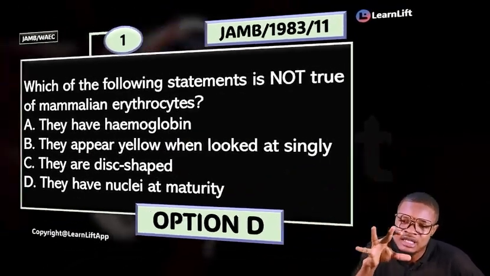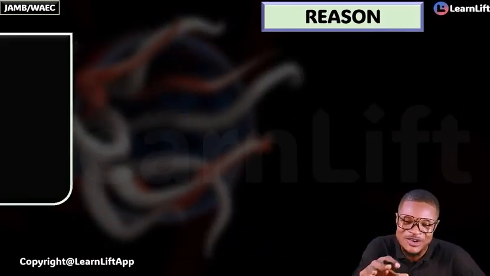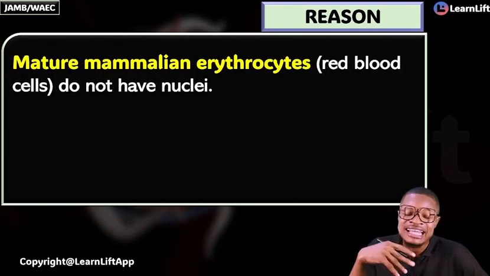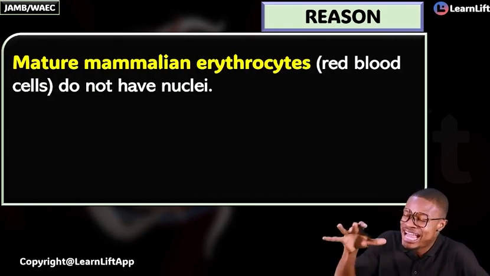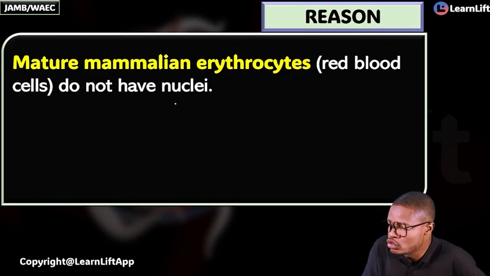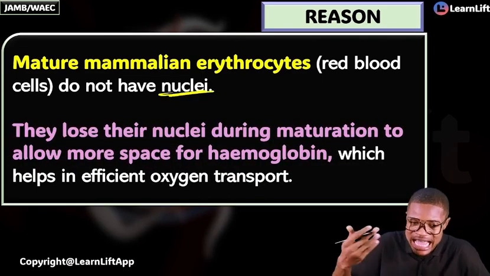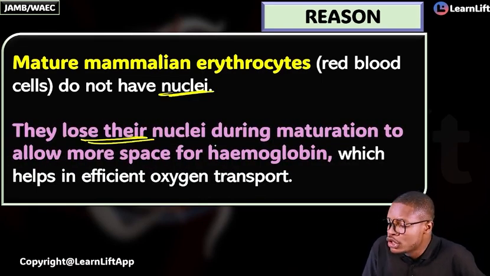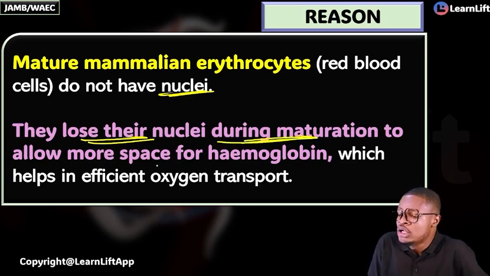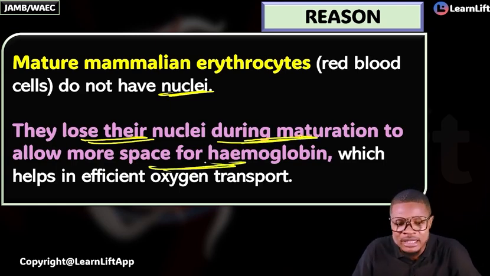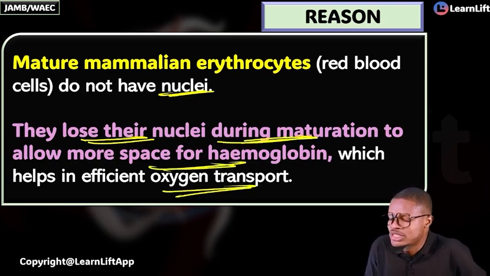If you get that very fast, please look at the reason very quickly, and don't forget this: mature mammalian erythrocytes, which are the RBC, they do not have what? A nucleus. Why? They lose their nucleus during maturation to allow more space for hemoglobin, which helps in efficient oxygen transport. That's all. You're out of there.